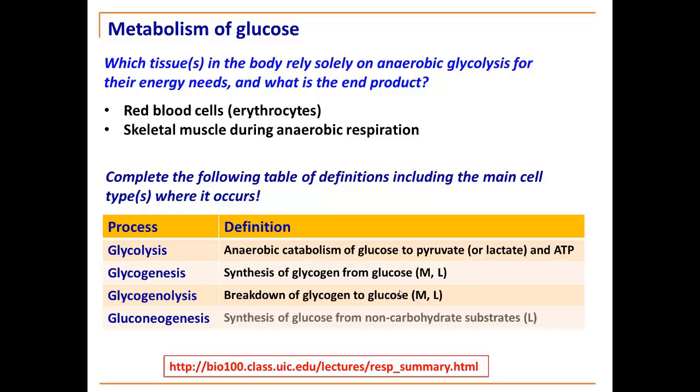And the last one is gluconeogenesis, and that is the synthesis of glucose from non-carbohydrate substrates. Okay, and we'll talk about that a little bit later. That takes place primarily in the liver. Like I said, the liver does a lot of synthesis. It's synthesizing glycogen, it's synthesizing glucose as well from non-carbohydrate sources, such as amino acids when you need them, for example.